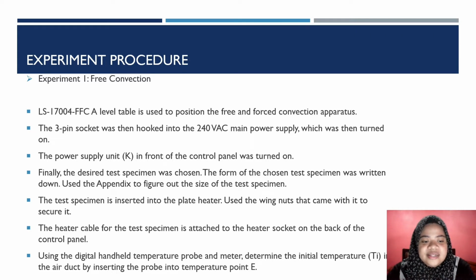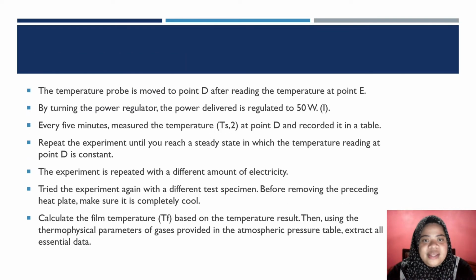Using the digital handheld temperature probe and meter, determine the initial temperature in the air duct by inserting the probe into the temperature point E. Then, the temperature probe is moved to point D after reading the temperature at point E. By turning the power regulator, the power delivered is regulated to 50 watts. Every 5 minutes, measure the temperature at point D and record in the table. Repeat the experiment until you reach a steady state in which the temperature reading at point D is constant.